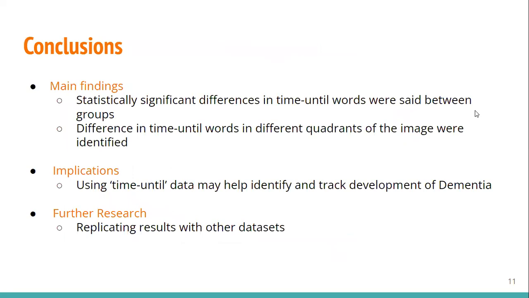So in our project, we found statistically significant differences in time until words were said between the probable AD, MCI, and control groups. And we also found a difference in the time until words in different quadrants of the image. So the implications of this are that using this time-until data may help identify and track the development of dementia. And for further research, we're interested in replicating results with other data sets.